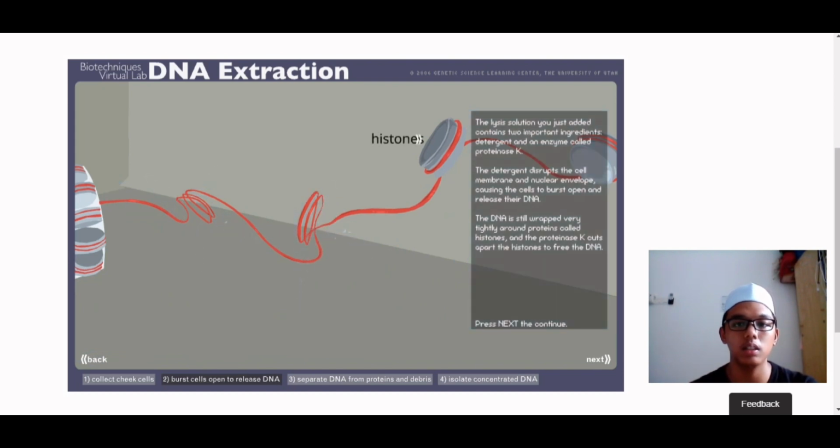The lysis solution we just added contains two important ingredients: detergent and an enzyme called proteinase K. The detergent disrupts the cell membrane and nuclear envelope, causing the cells to burst open and release their DNA. The DNA is still wrapped very tightly around proteins called histones, and the proteinase K cuts apart the histones to free the DNA.